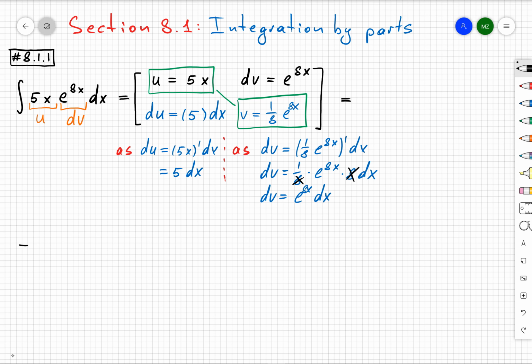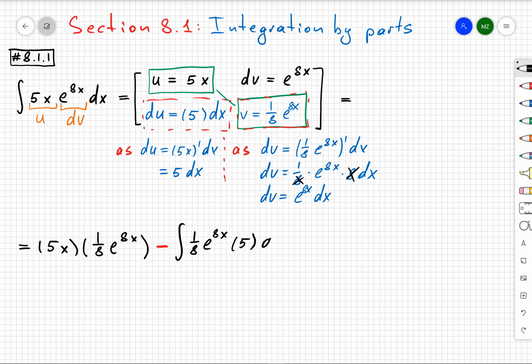And then by integration by parts, I need to take my u and v and multiply them out. So I'm going to have 5x times 1 over 8 times e to the power 8 times x. And then I need to subtract the integral of v du. So you can see I'm going to have 1 over 8 times e to the power of 8 times x times 5 times dx.